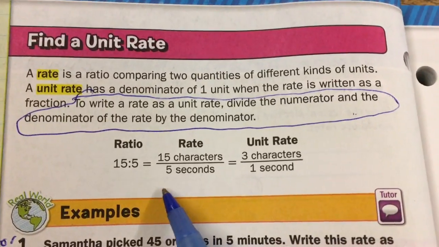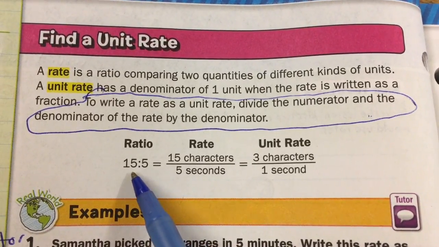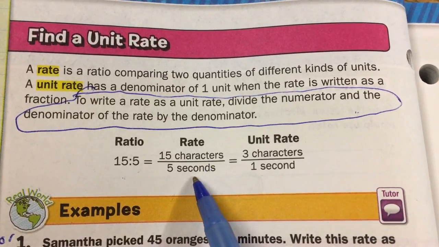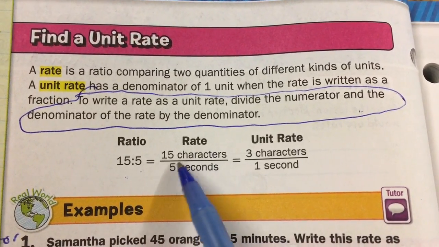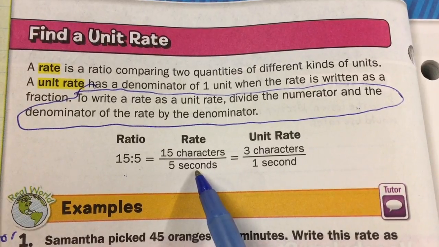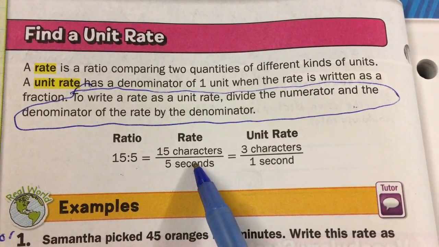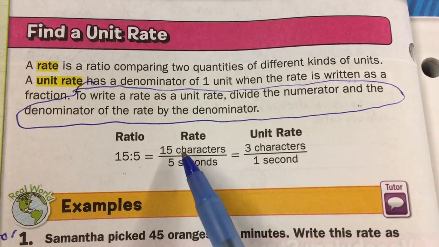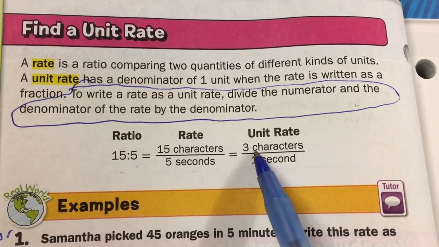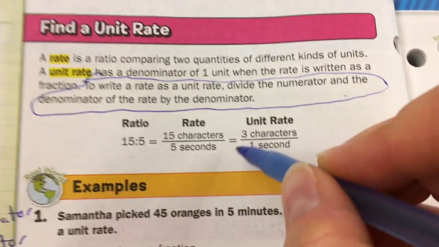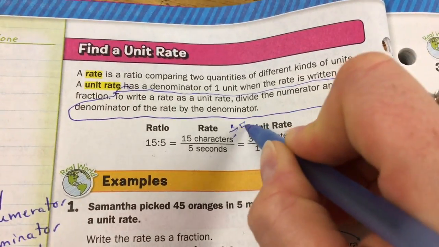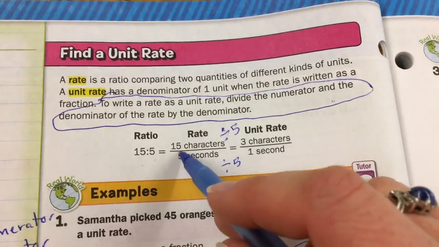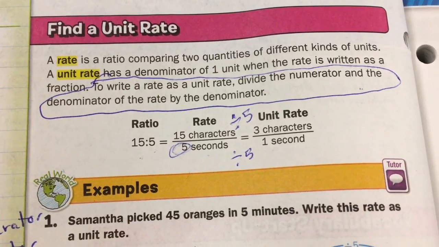Now, this is an example. If the ratio is 15 to 5, we're talking about characters per seconds. So you write it as a rate, 15 characters per 5 seconds. And then if you divide the numerator and the denominator by this denominator, the smaller number, 15 divided by 5 is 3, 5 divided by 5 is 1. So you might even want to put that in there, divided by 5, divided by 5. All right, so you're dividing by that denominator.